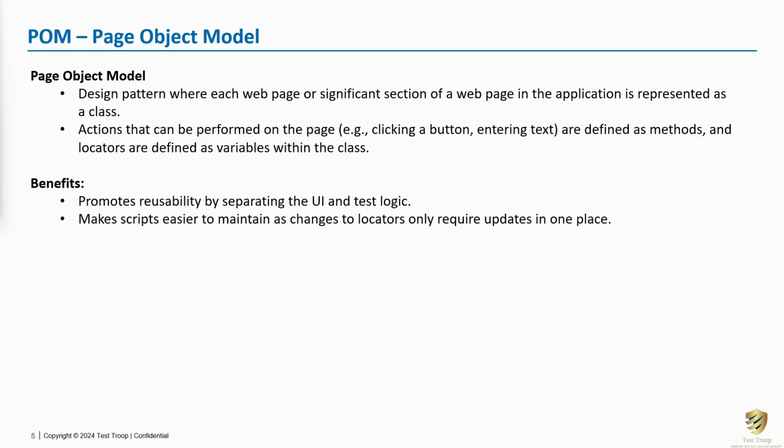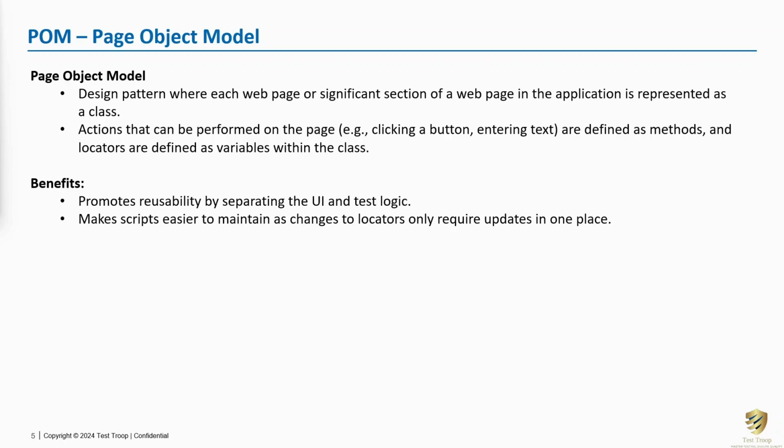In a programming language like Java, C Sharp or Python, if you're designing your test automation script, we put all these details into a class. But in Robot Framework, such a concept is not available. Still, we can make use of the page object model. We can put all these details into a single robot file. The benefit of the page object model is that it promotes reusability by separating the UI and the test logic.